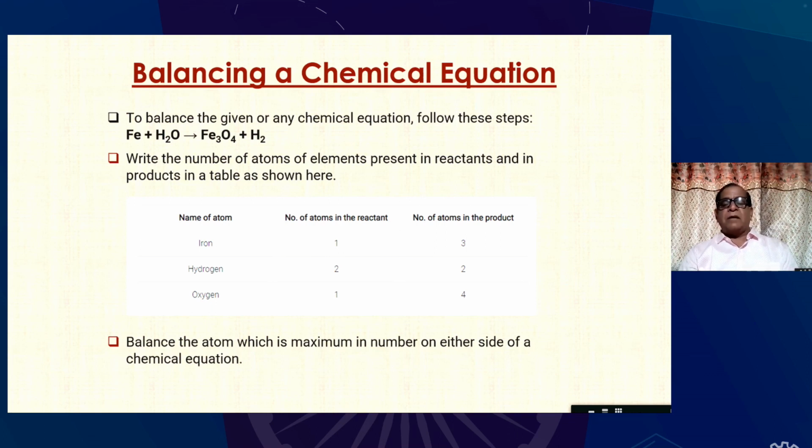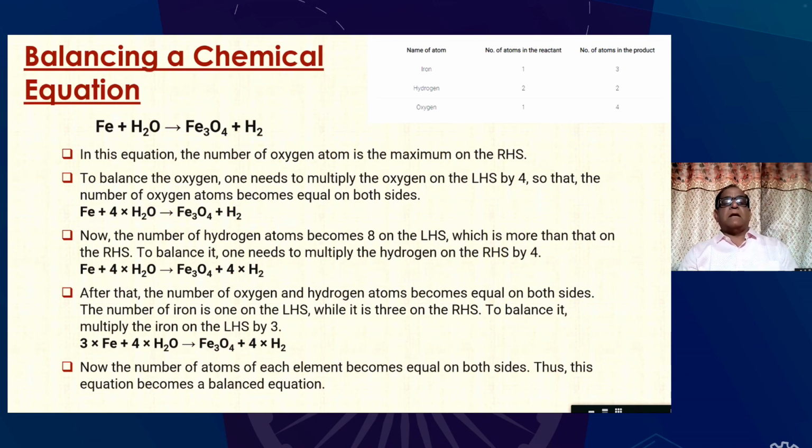Now balance the atom which is maximum in number on either side of the chemical equation. That is, iron plus water form ferric oxide and hydrogen. In this equation, the number of oxygen atoms is maximum on right hand side. Now to balance the oxygen atoms, one needs to multiply the oxygen atoms on the left hand side by 4, so that the oxygen atoms on both the sides become equal. So we can multiply water by 4, that is iron plus 4H2O gives ferric oxide and hydrogen.